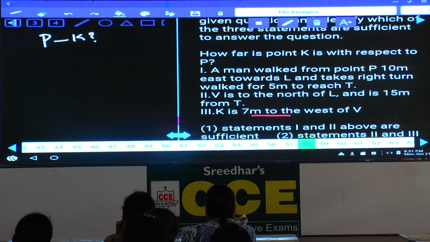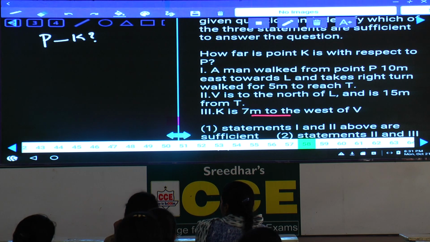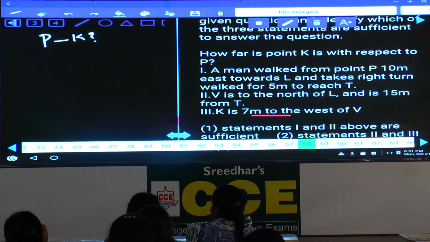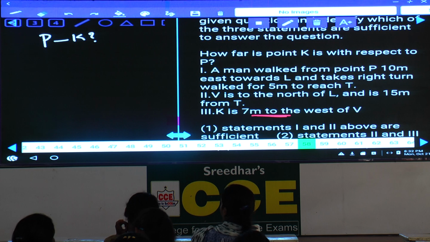In the previous 2 questions, we started with the first statement. Here we did not do the first statement. Why didn't we? Because it is very long. Tell me what the third statement says, it is simple. K is 7 meters to the west. Does this give us the answer? Only 3 alone is not sufficient, means choice 4 is ruled out. We should try to rule out somehow. Isn't it? That is ruled out. Then coming to choice 1 and 2. Now in 1 and 2, let us check 2 and 3 first because there seems to be lesser.